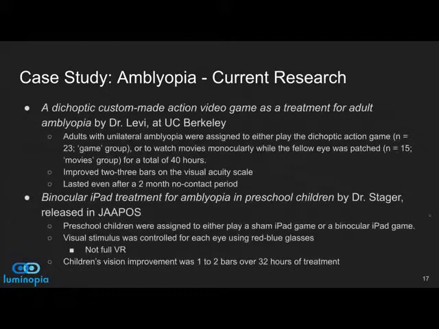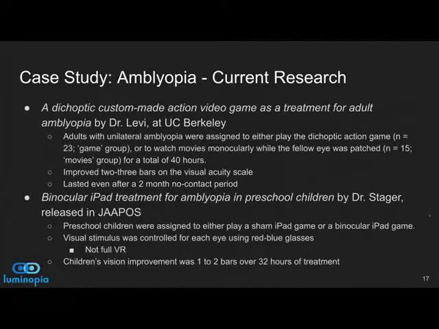So something very exciting going on right now is the application of virtual reality and similar input or visual stimulus control mechanisms for improving amblyopia. These are two prominent studies that I'd like to focus on, conducted at UC Berkeley and conducted by Dr. Stager. The first one uses a video game as a treatment for amblyopia compared to eye patching. And what they do is that adults will, which is very important because current treatments don't work in adults.